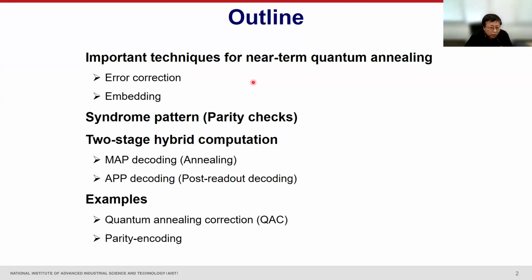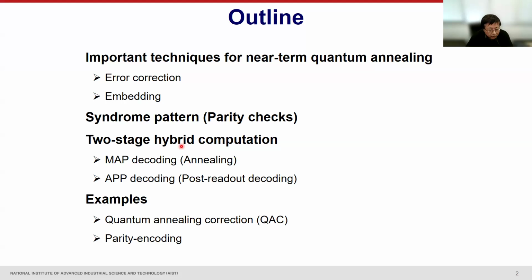Now, this is the outline of today's presentation. The purpose of my presentation is to show how the post-readout decoding works in the parity encoding scheme, which is known as Lechner, Hauke, Zoller architecture in quantum annealing. First, I will talk about important techniques for near-term quantum annealing, that is error correction and embedding. Next, I will explain syndrome pattern, which is an important notion in the error correction.